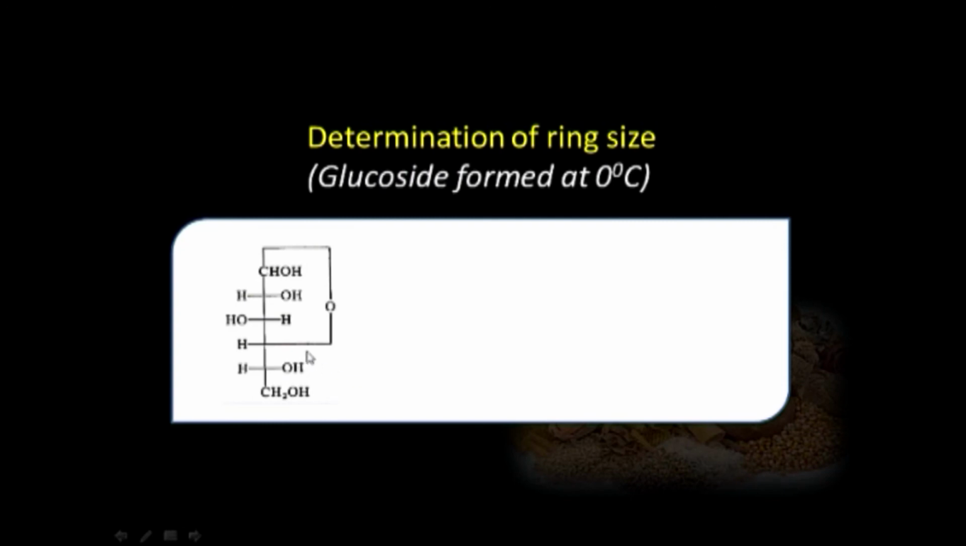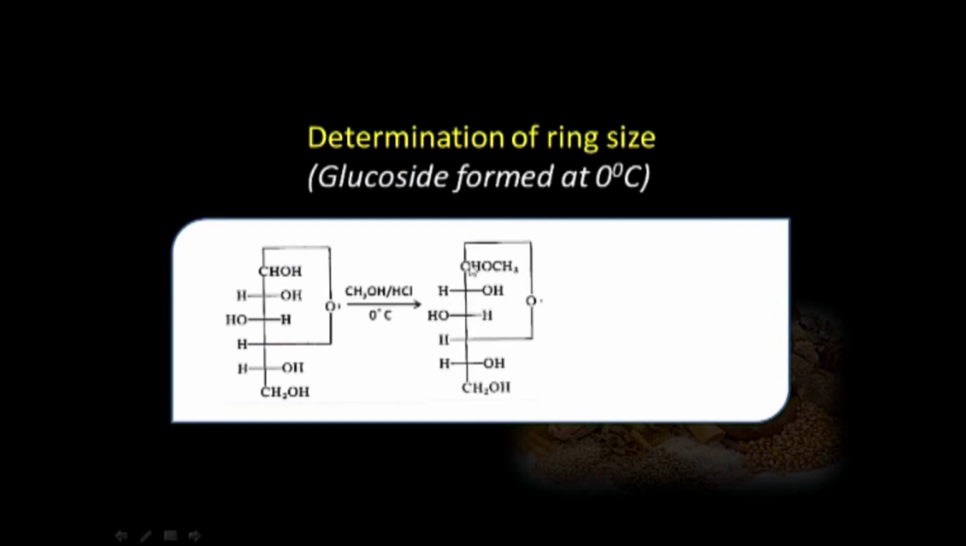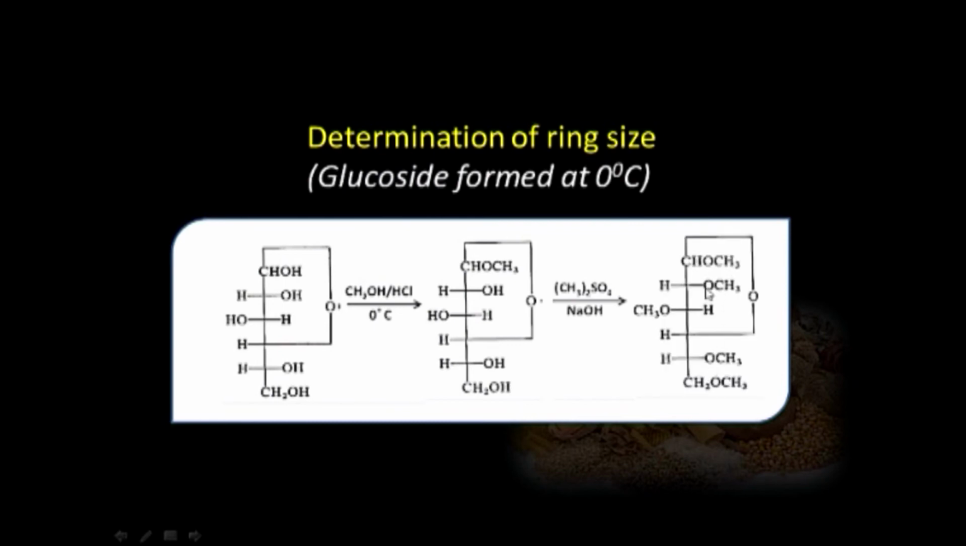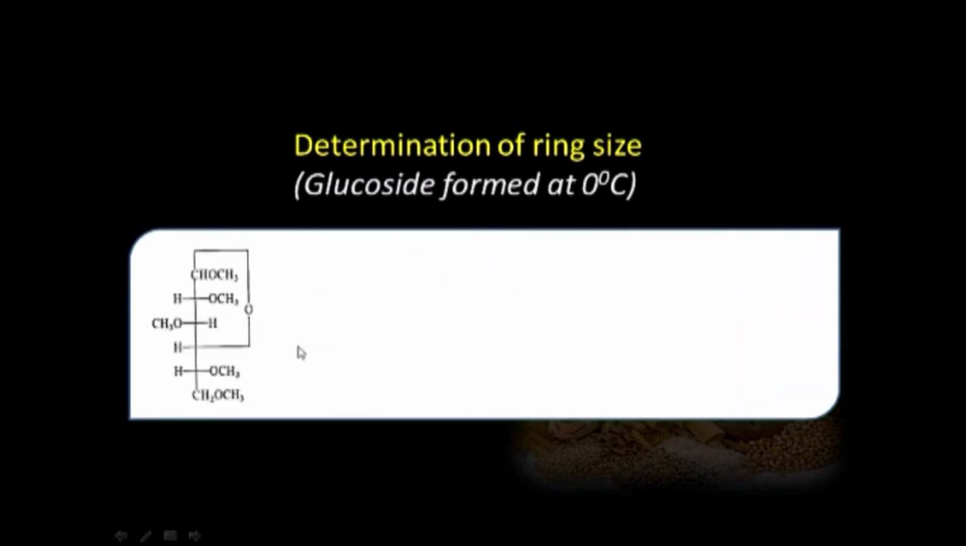Showing the planar ring structures, this is a 5-membered ring structure. This carbon is present in hemiacetal form. On treatment with methanol, we get the glycoside here, the acetal type of compound. Then treated with dimethyl sulfate, all these 4 hydroxyls get methylated, and we get this tetramethyl derivative. Then this tetramethyl derivative is hydrolyzed with HCl. Now this carbon gets converted into aldehydic carbon and is then present as a hemiacetal structure.